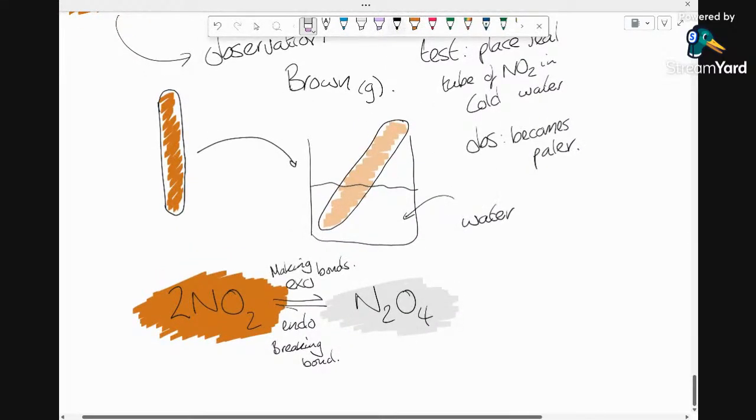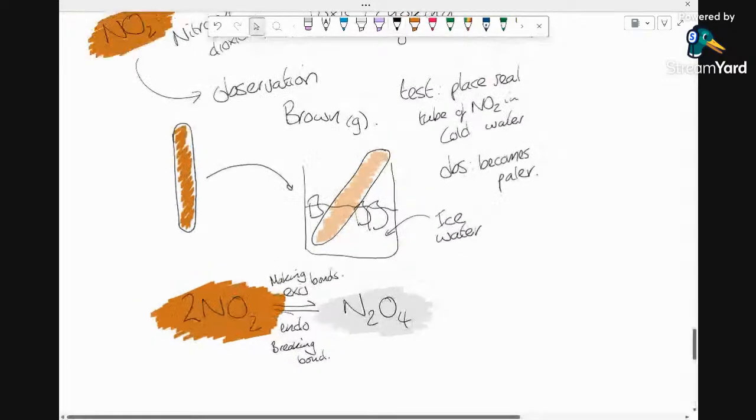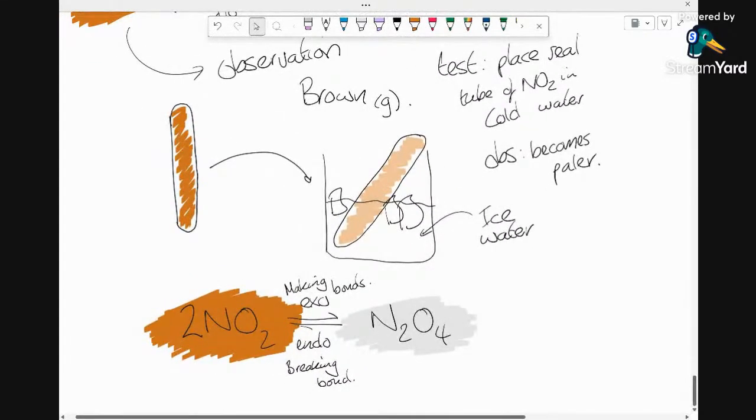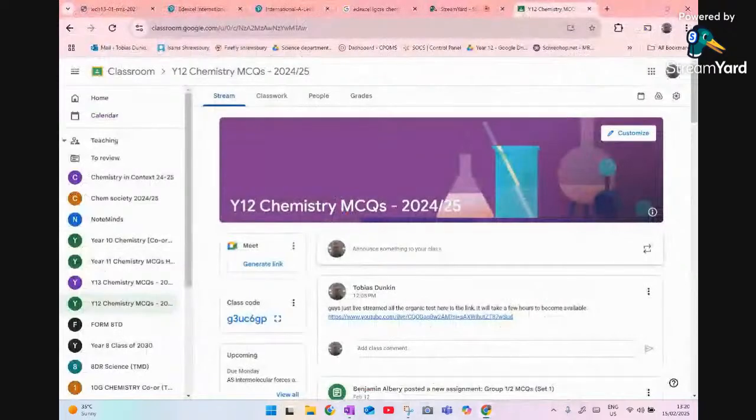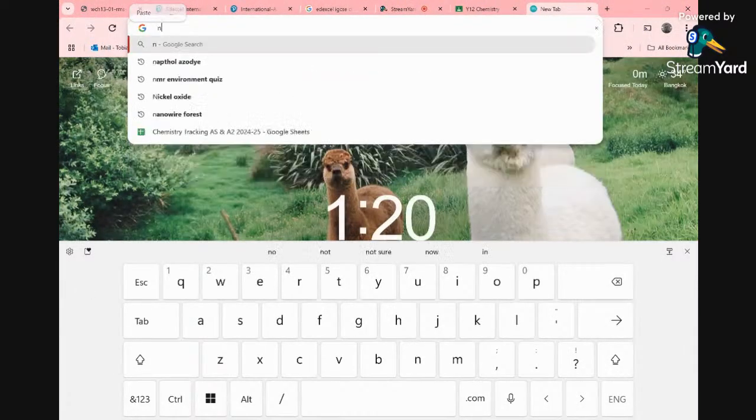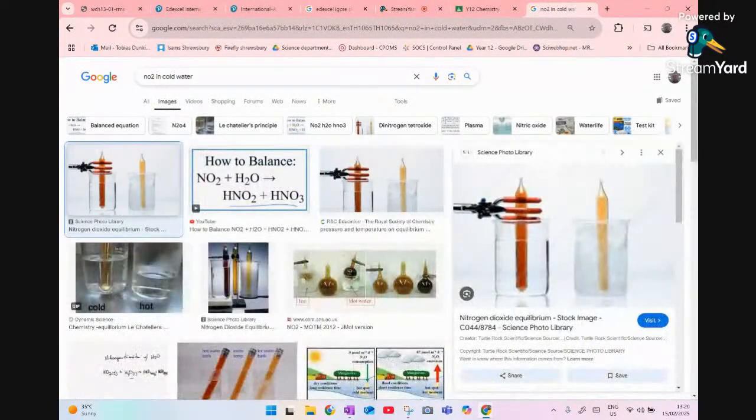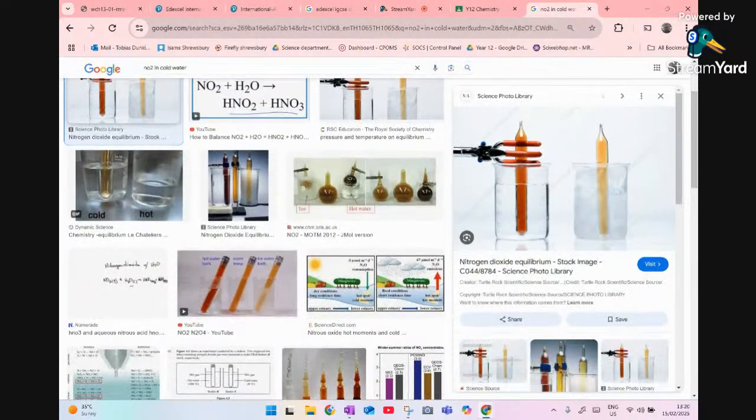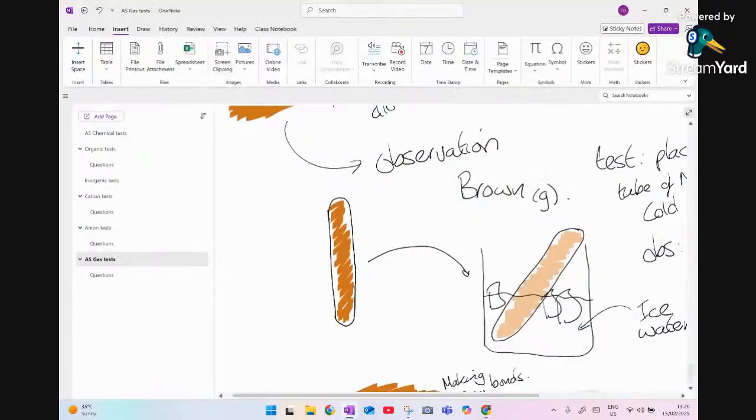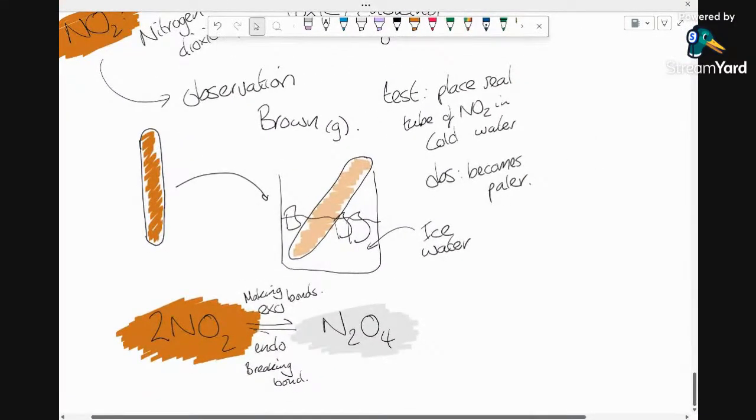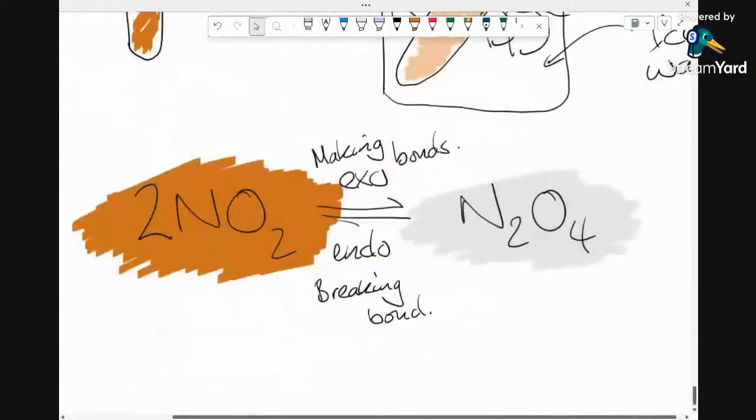This is cold water, ice water. I'm so sorry, everybody. I don't pretend to be flawless. I don't have all this stuff just learned in my head, so it's nice to see if I can find an actual image for this. NO2 in cold water. There you go. In an ice bath, it'll become paler. In warm water, it'll become darker. If you did warm, it needs to become darker. I apologize. I got there eventually because I had to build it knowing exo and endo.